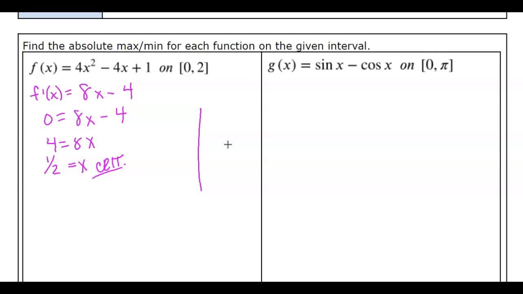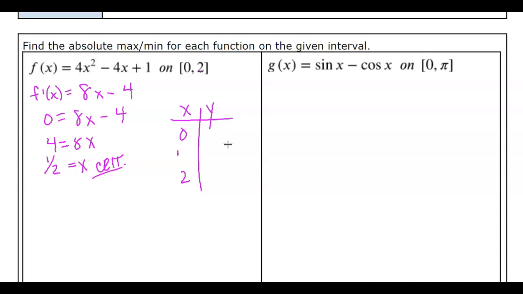So I'm going to make a table, and then we're going to include our endpoints. I did forget to double check to make sure that this polynomial is continuous from 0 to 2, but it is. That would be too easy of a question if it wasn't.